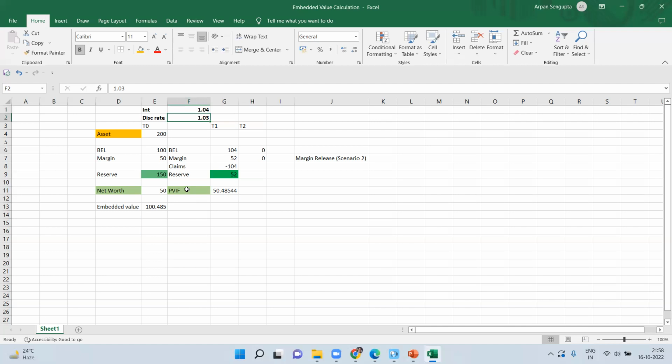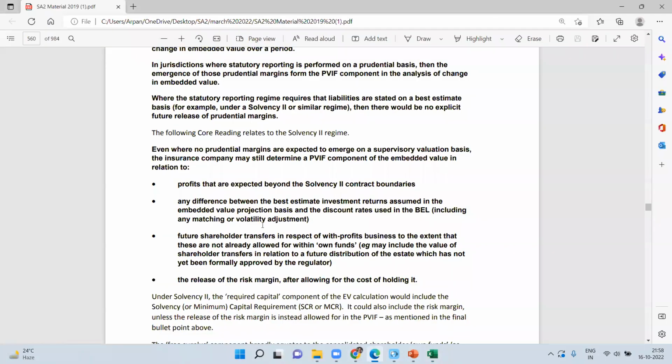So if you consider a pure market consistent environment, which is just like Solvency 2, other than this interplay there would be some other interplay which I would like to quote from the SA2 book. So what would happen is profits that are expected beyond the solvency contract boundary would also be released. So what is contract boundary? That's a separate discussion. Just to explain in a very simplified manner.